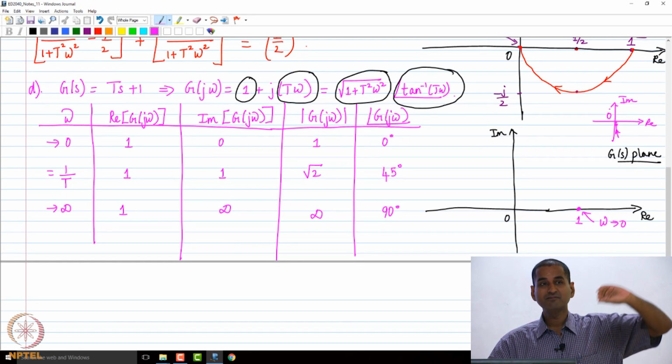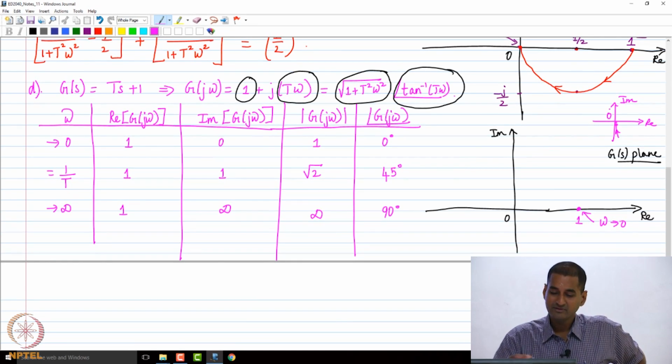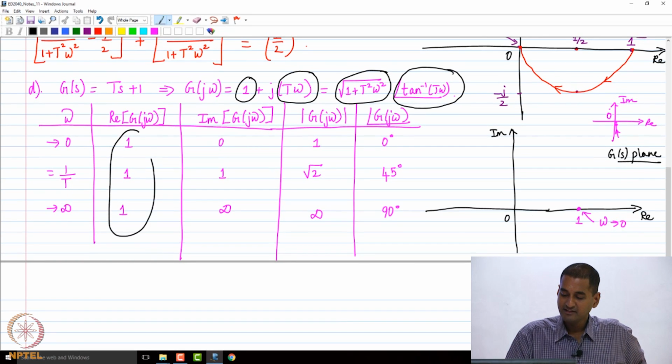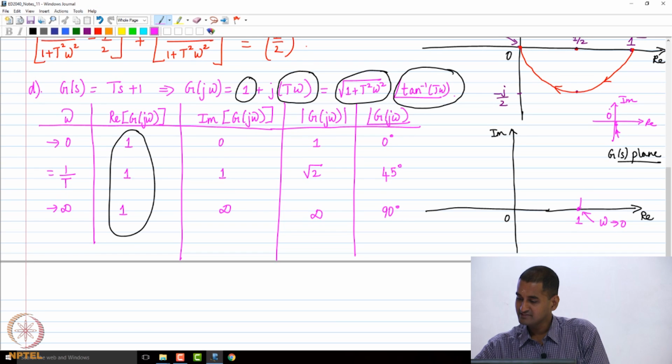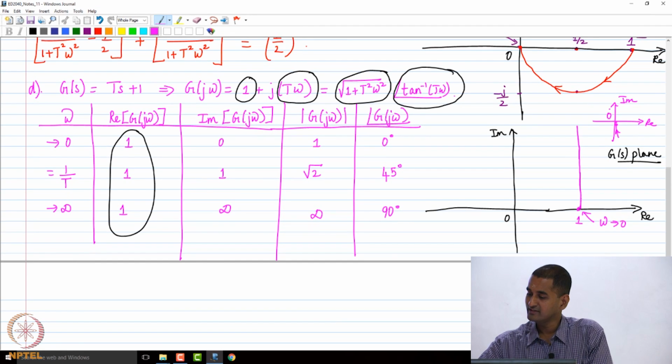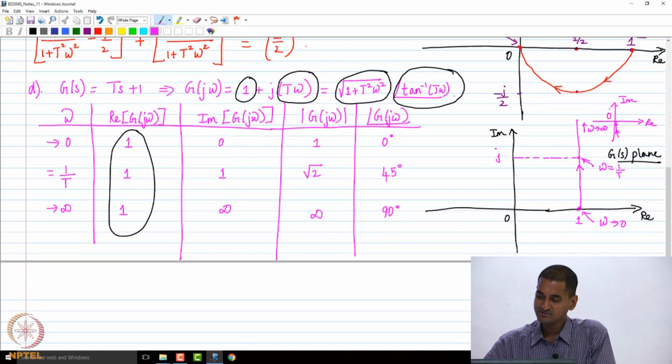Please note that the real part is always 1. You could readily observe that, right? So what can you say about this curve? If the real part is 1, and the imaginary part is always non-negative, what can we immediately say? This is going to be a vertical line, starting at 1, 0 and then just going up, parallel to the imaginary axis. This is what happens as omega tends to infinity, right? At omega equals 1 by T, it's going to be 1 plus j.